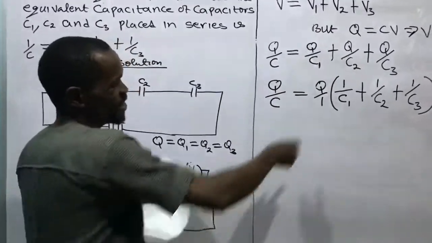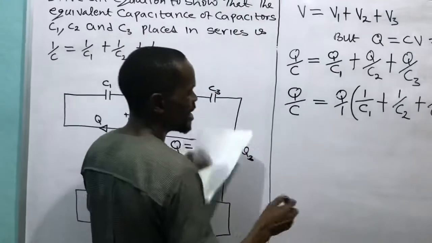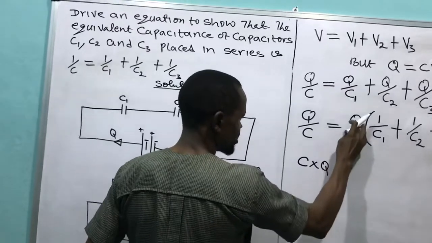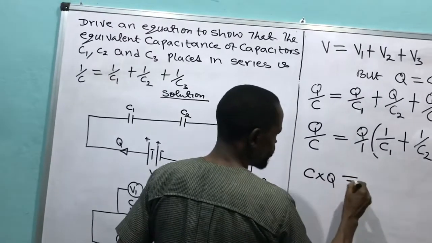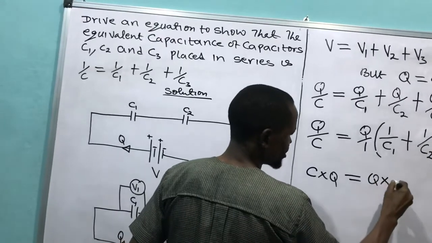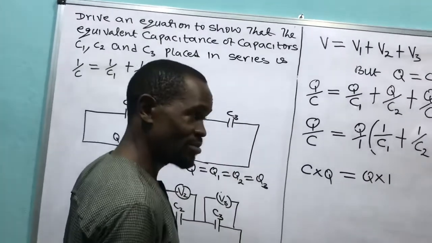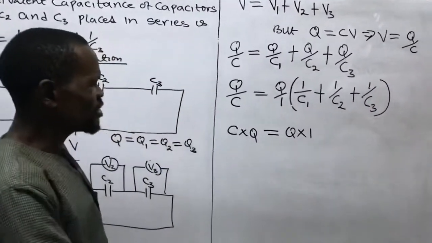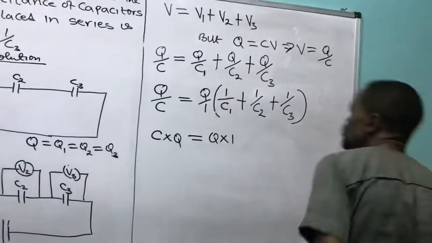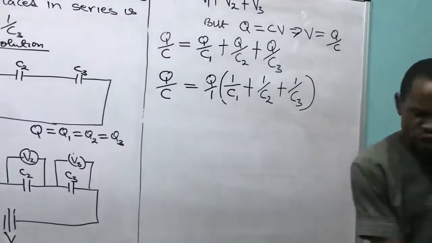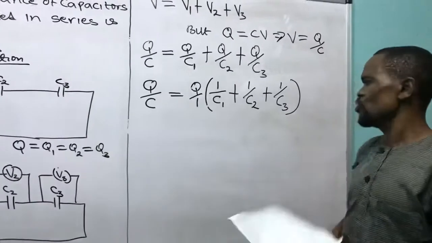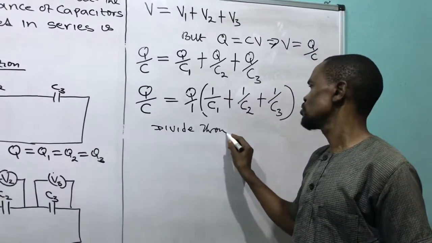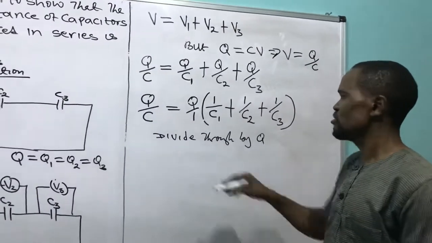Then let us do cross multiplication. I will have that what? C times Q, which is this, equals to what? Q times 1. Or to make it easier, because if I say cross multiplication, some of you will be confused about this. To make it easier, I want to remove what? Q. I divide through by Q. Divide through by Q.